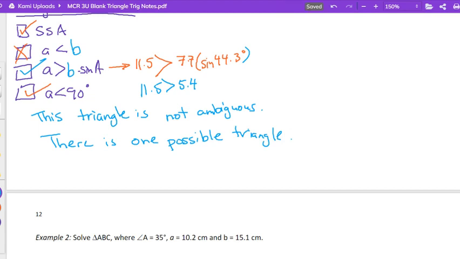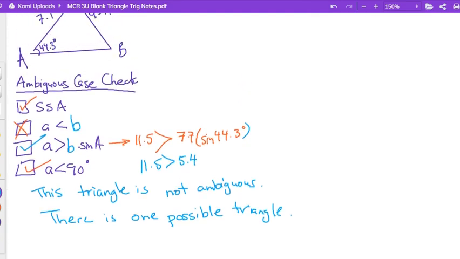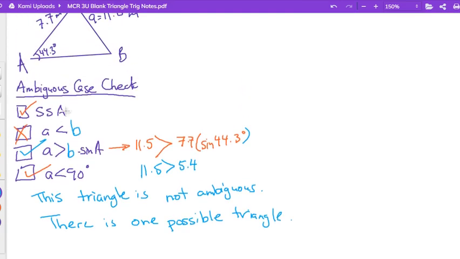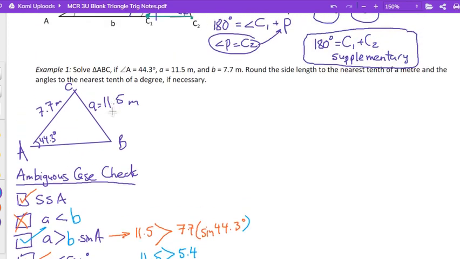When did you decide to check if it's ambiguous? As soon as I saw, so the question was, why did I choose to check if it's the ambiguous case? And the reason was because I saw that this triangle is an SSA, side, side, angle. Okay. So because it's ambiguous, I have to check.